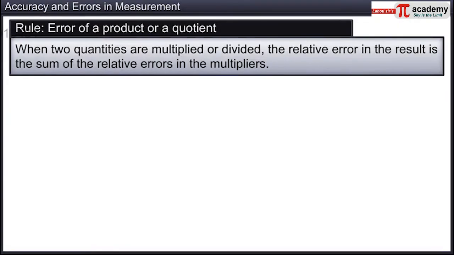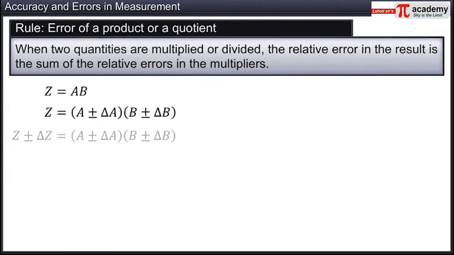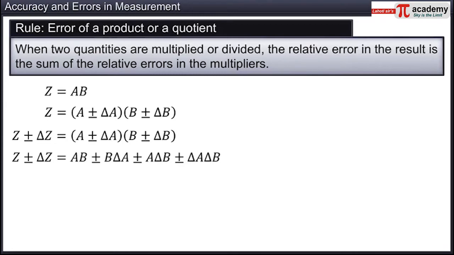When two quantities are multiplied or divided, the relative error in the result is the sum of the relative errors in the multipliers. Suppose a measurement Z is equal to A into B, and the measured values of A and B are A plus or minus delta A and B plus or minus delta B. Then Z plus or minus delta Z is equal to A plus or minus delta A multiplied by B plus or minus delta B, or Z plus or minus delta Z is equal to AB plus or minus B delta A plus or minus A delta B plus or minus delta A delta B.